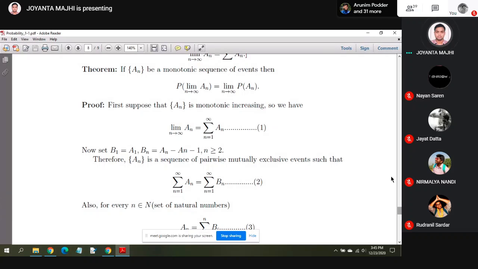Now we define that b1 is equal to a1, b2 is equal to a2 minus a1, and b_n is equal to a_n minus a_(n-1). We construct this to prove this theorem. Can anyone tell me why we construct b in this way?